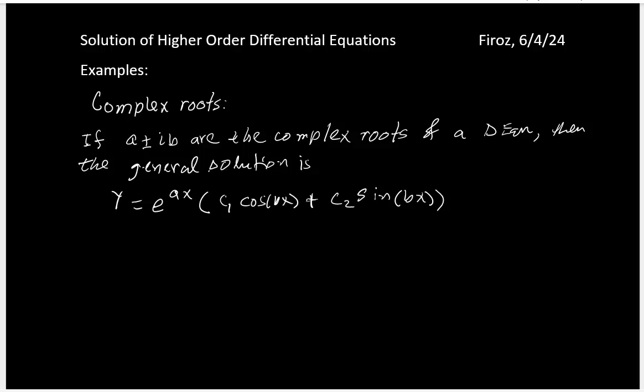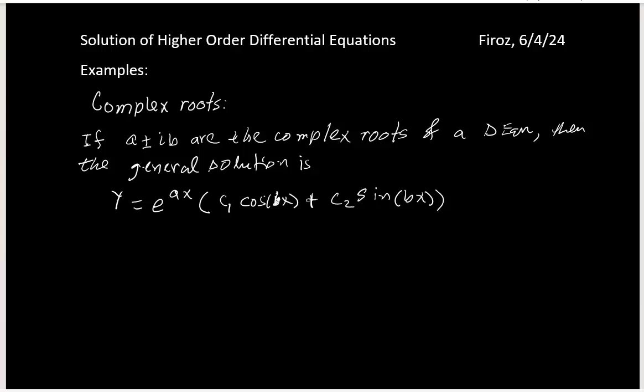We are going to discuss the solution of a differential equation when the roots are complex conjugate. So suppose a plus ib or a plus minus ib are the complex roots of a differential equation, then the general solution is written as y equals e to the ax, where a is the real part of the complex number and b is the imaginary part that goes with cosine and sine. So the general solution is y equals e to the ax times c1 cosine bx plus c2 sine bx.